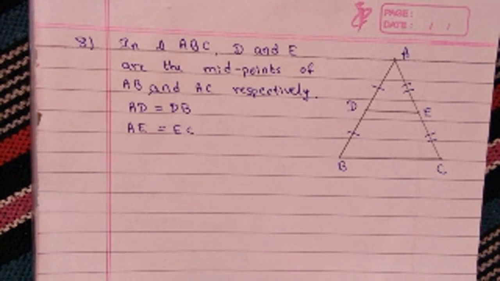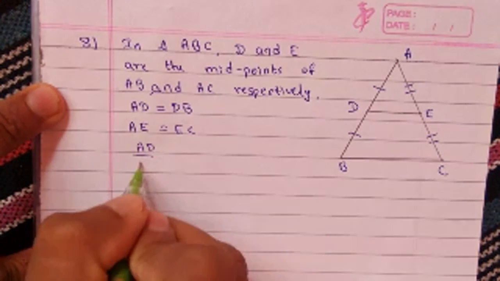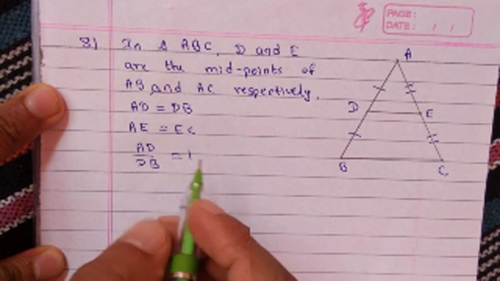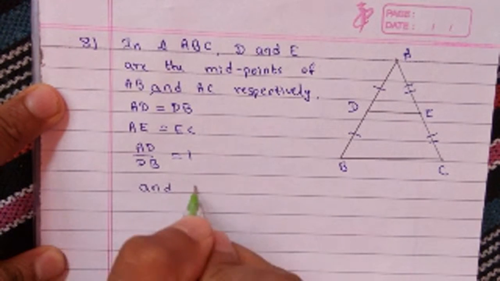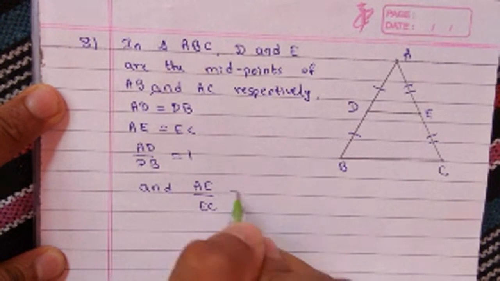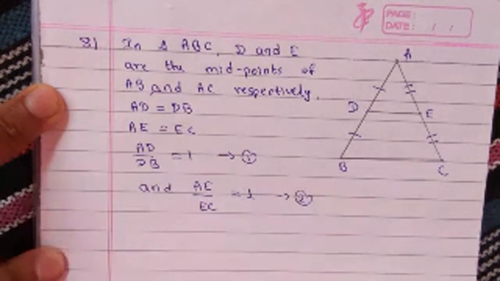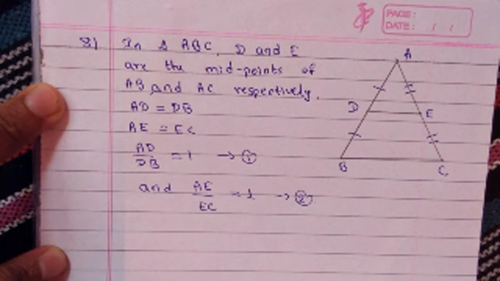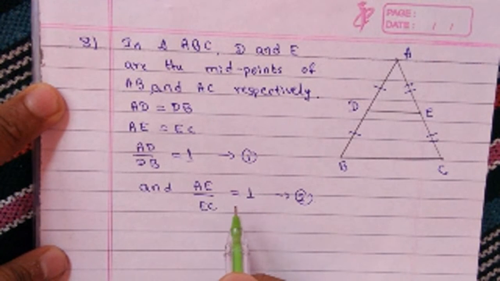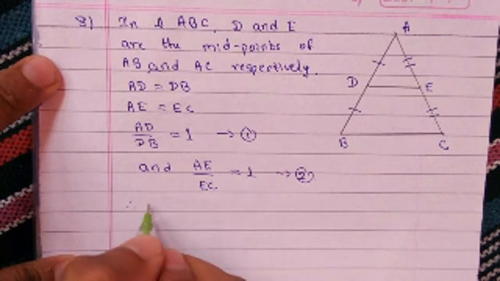When the two parts are equal, we can write AD divided by DB equals 1, because the lengths are the same, and AE divided by EC equals 1. I'll call this equation number 1 and this equation number 2. Here the right hand sides are the same, so the left hand side of equation 1 is 1, and the left hand side of equation 2 is also 1.